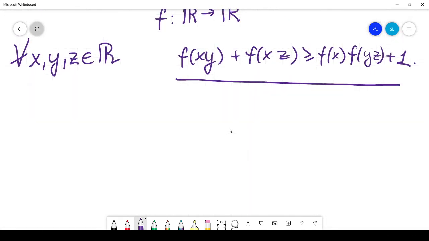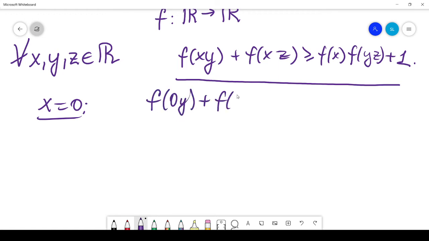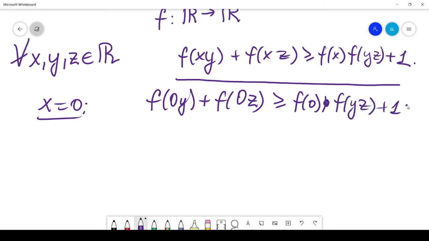What can we do? Of course, we can always plug in some random values, something really simple, like x equals 0. What happens in this case? Well, we have f of 0y plus f of 0z is bigger or equal to f of 0 times f of yz plus 1. Or in other words, 2f of 0 is bigger or equal to f of 0 times f of yz plus 1.